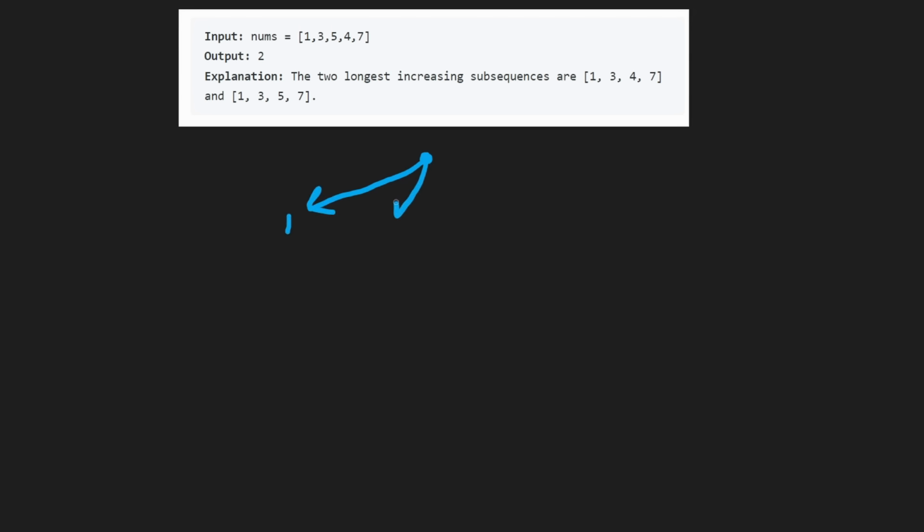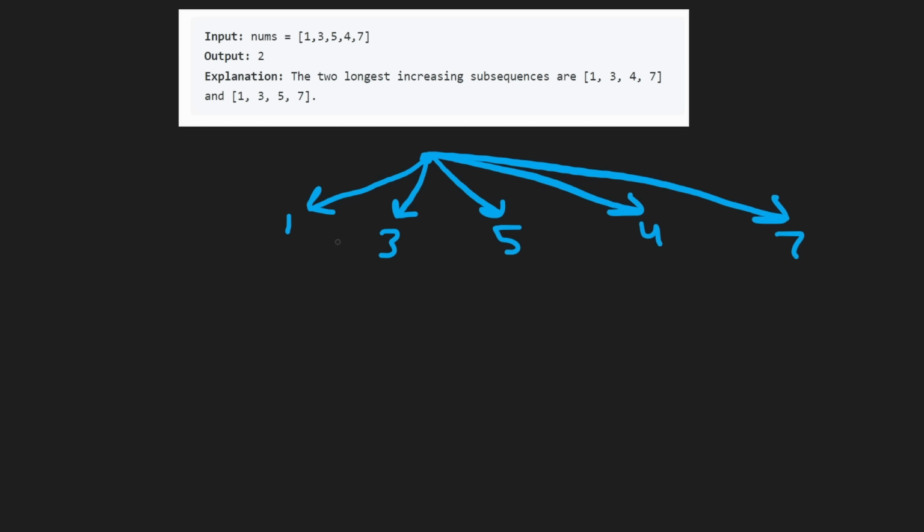We could pick the 1, we could pick 3, we could pick 5, 4, or 7. Now, for each of these branches, we can only choose new elements that come after the original value. So for 1, we're allowed to choose any of the 4 elements that come after it. For 3, we're allowed to choose any of the other 3 elements that come after it. And for 7, there's not really any elements that come after it, so we can't choose anything.